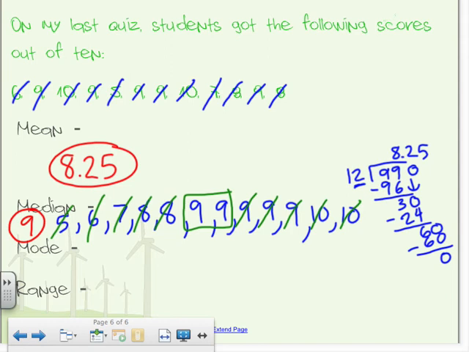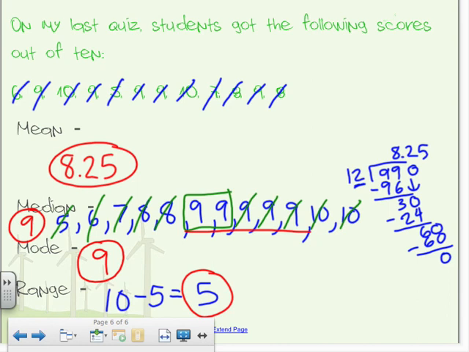Then we go to mode and range. They're a lot easier now, especially once you put them in order, because the mode, remember, the most often digit, really stands out. Look at this. 5 9s right there. So 9 is also our mode. It's the one showing up the most. And then finally, because I put them in order, the range is pretty easy. I need my maximum, which was 10, minus my minimum of 5, and I have a range of 5.